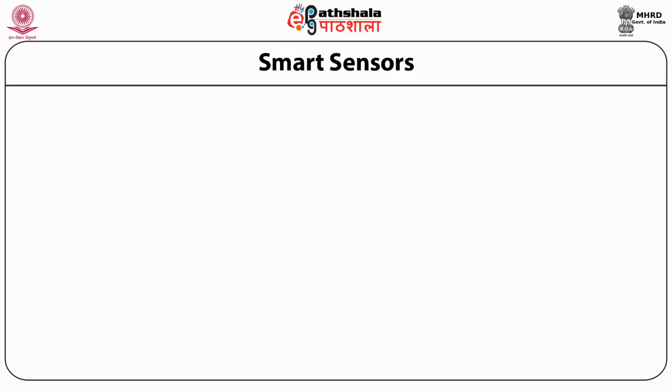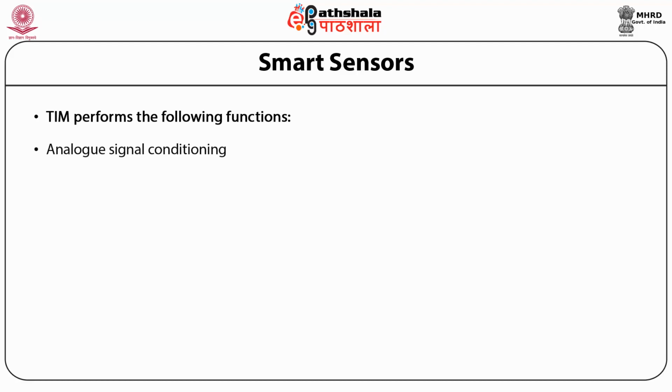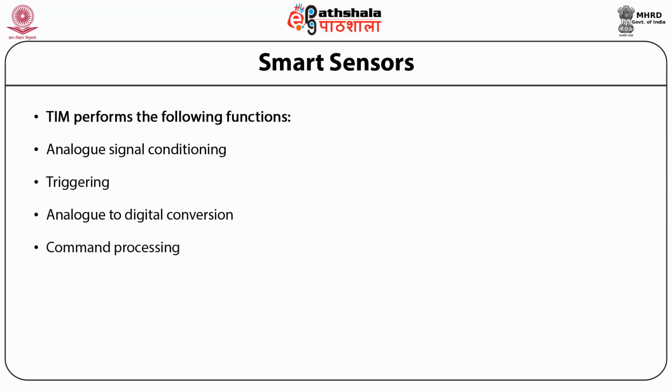Now let us see what their functions are. The Transmitter Interface Module performs the following functions. First, analog signal conditioning. Second, triggering. Third, analog to digital conversion. Fourth, command processing. Fifth, TEDS storage. And sixth, data transfer and communication.